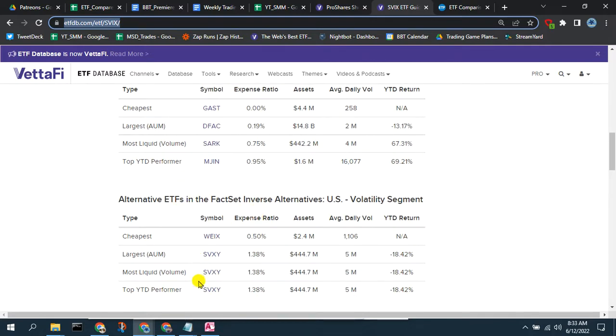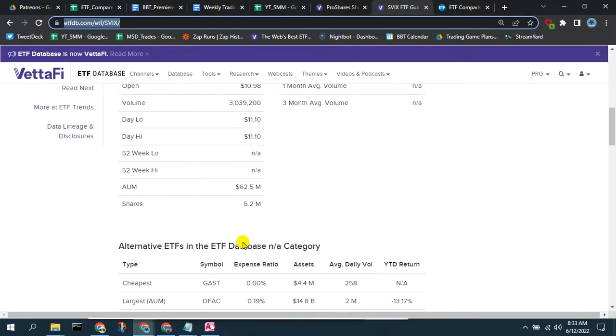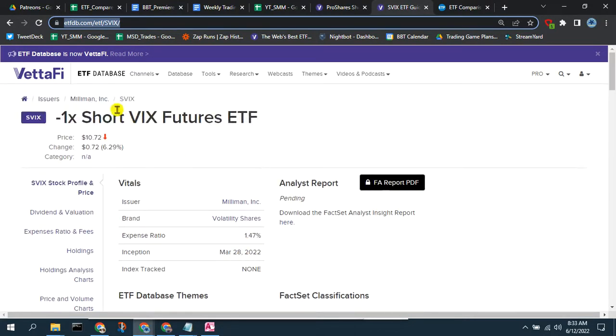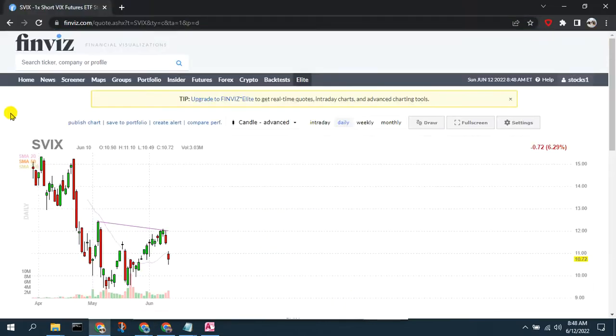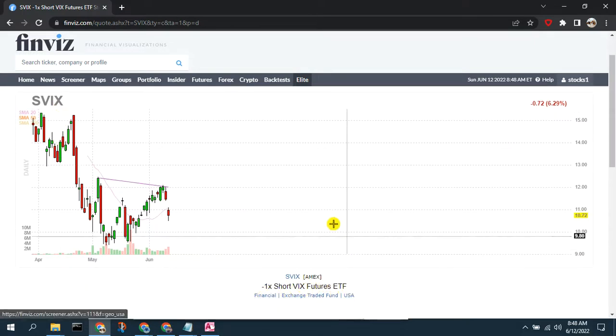And it's saying the largest is SVXY, this WEIX. I don't think I could find that in FinViz, etc. So this is the profile again for SVIX in the ETF Database. And we'll also look at other information about SVIX to do our due diligence on SVIX, the -1x short VIX Futures ETF.